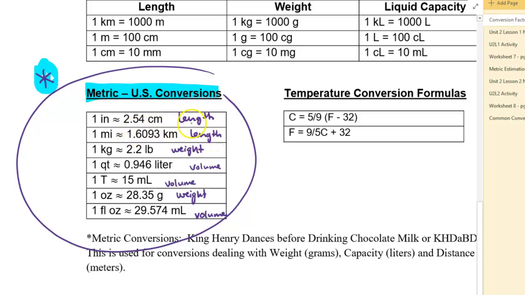So just to get a little more detailed, this is length. This is also length. Kilograms and pounds measure weight or mass. Liters, quarts, tablespoons, milliliters, those are all measurements of volume. Grams, ounces, pounds, kilograms, those are measures of weight. And then fluid ounces, milliliters, liters, cups, those are measures of volume.